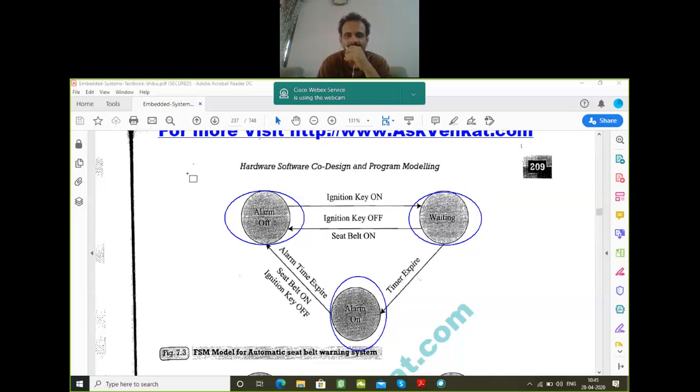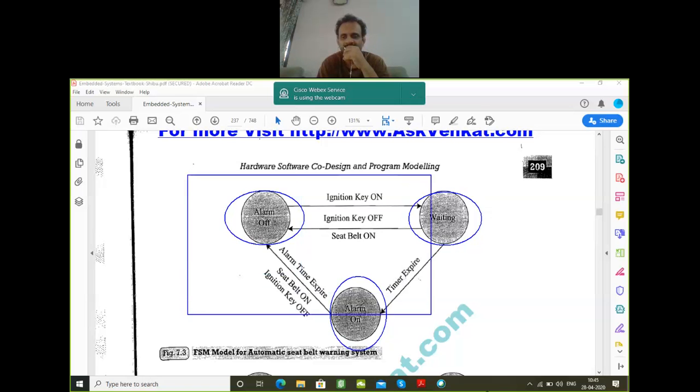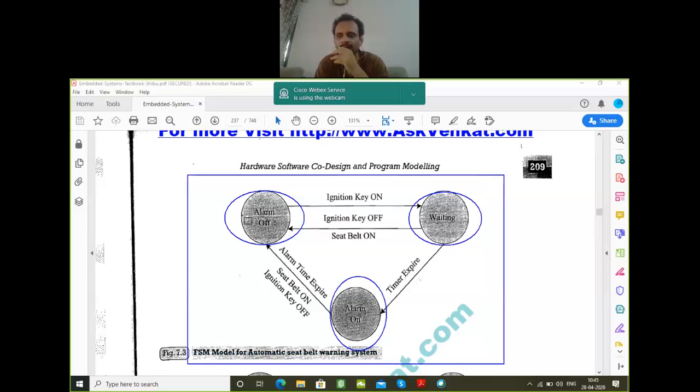So this diagram shows the cyclic flow of the automatic seatbelt warning system. This is called a finite state model because you have the present state, you have the waiting state, and you have the alarm state. Okay, three states you have got: off state of the alarm, waiting state, and alarm on state.